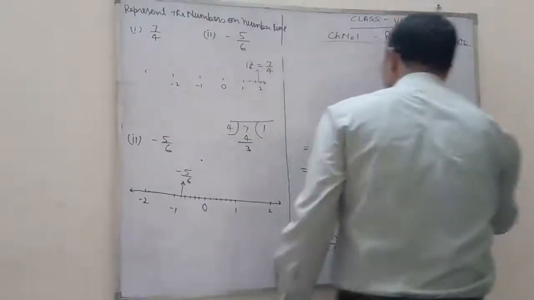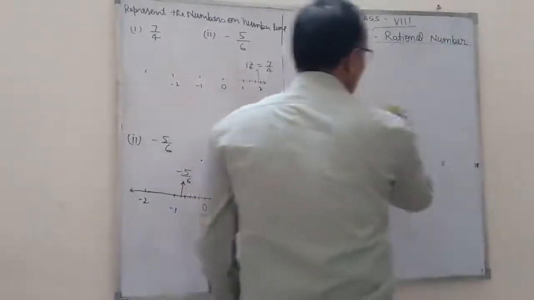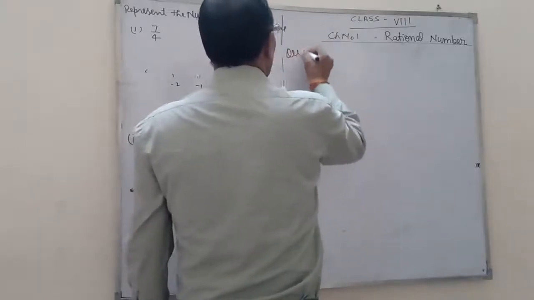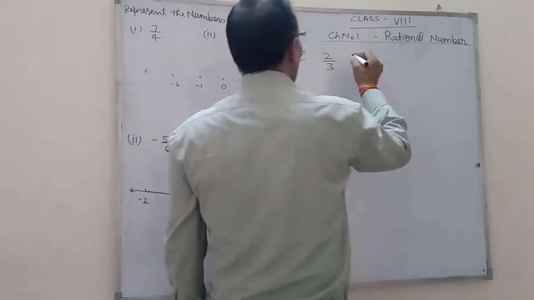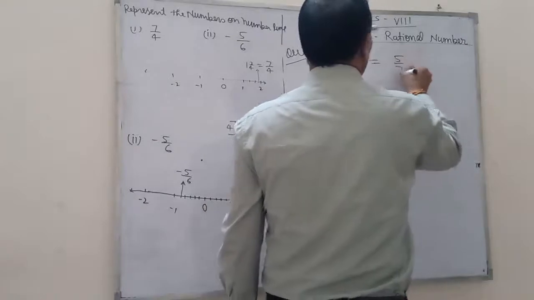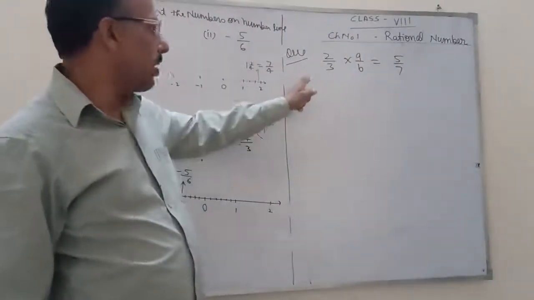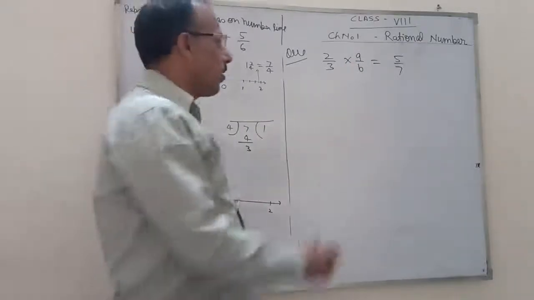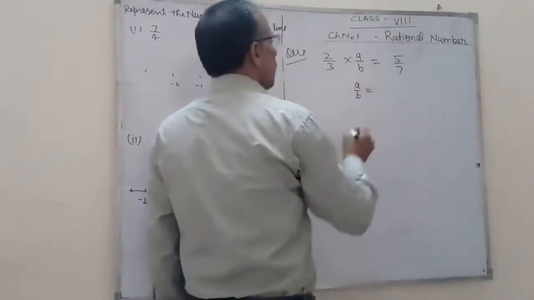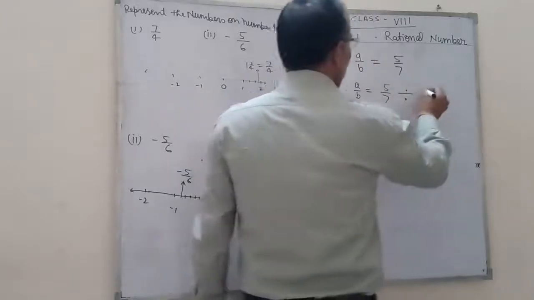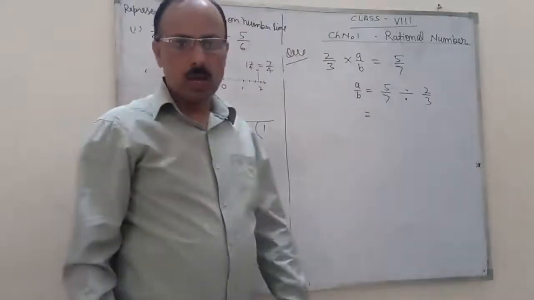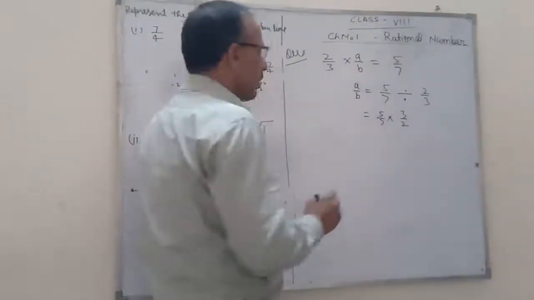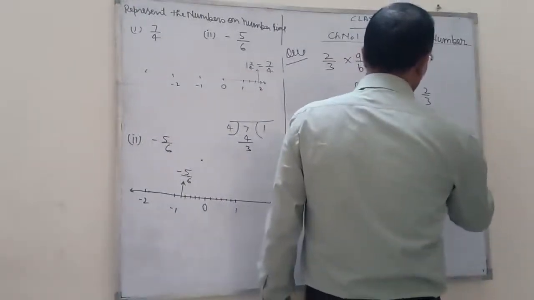We have seen, if one number is given, find the other number. Any number multiplied by 2 by 3, we get 5 upon 7. 2 by 3 multiplied by any rational number is equal to 5 upon 7. So find this rational number. Now, very simply we can solve: A upon B equals 5 upon 7 divided by 2 upon 3. We know the property of division: 5 by 7 into 3 upon 2. So, it will be 15 upon 14.